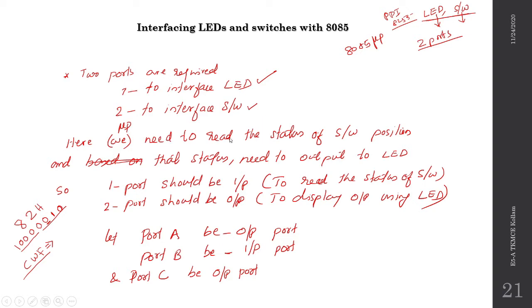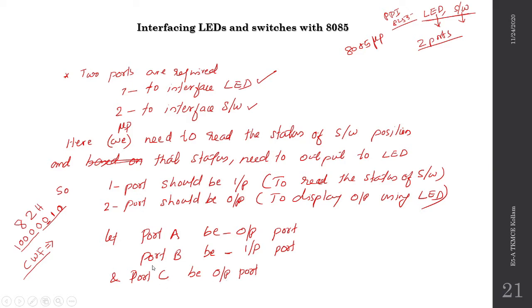Here, the microprocessor needs to read the status of the switch positions and output that status to the LEDs. So, one port should be an input port in order to read the status of the switches and the next port should be an output port to display the output using LEDs. Let's consider port A as output port and port B as input port. So these 2 ports are only required for this purpose. The remaining port, that is port C, may be input or output.